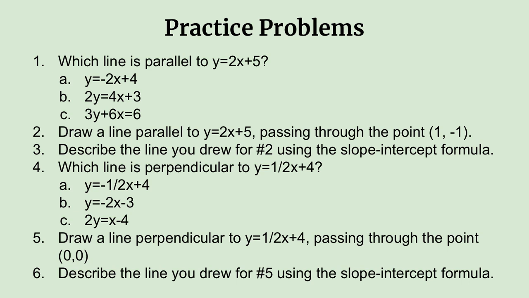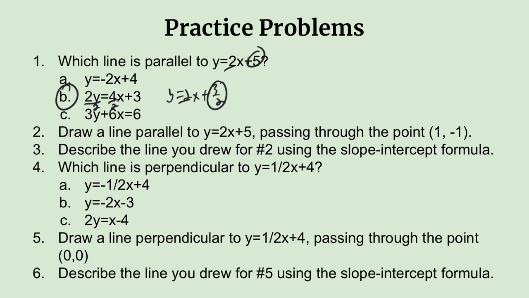So for the first one, which is parallel to 2x plus 5, looks like B will be, because you divide by 2, you get y equals 2x plus 3/2. They have the same slope, and they have different y-intercepts. So B would be our answer. For 2, I'll do that on the next slide. Number 3, I'll do that on the next slide. Well, I guess we can do it now.